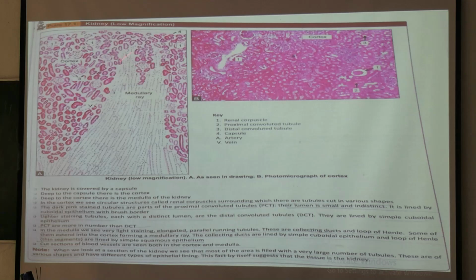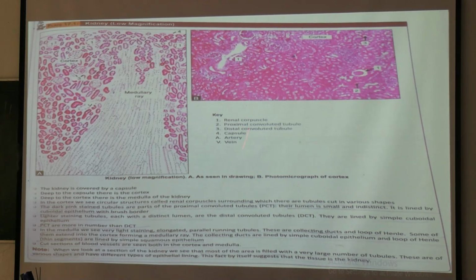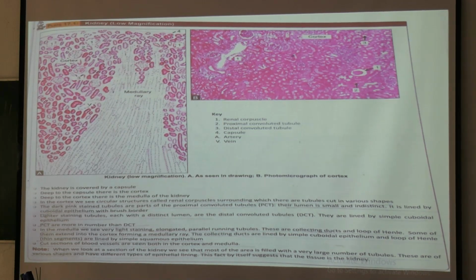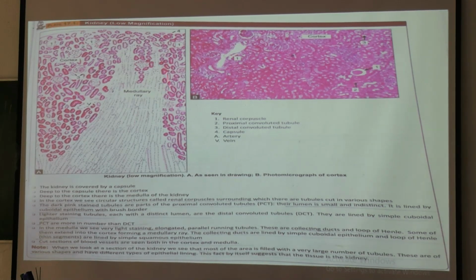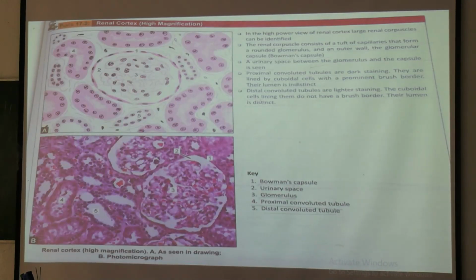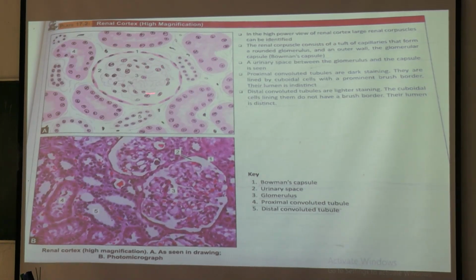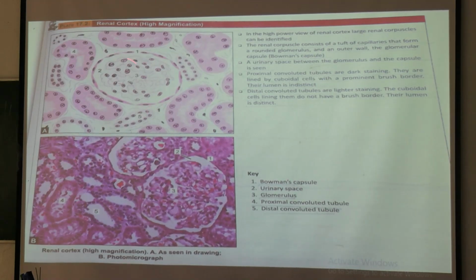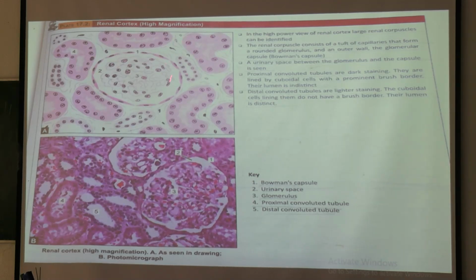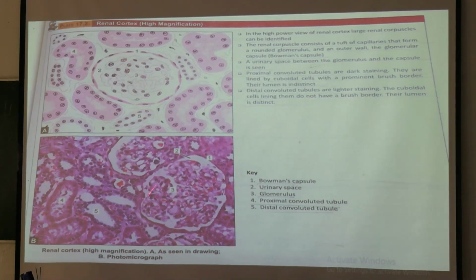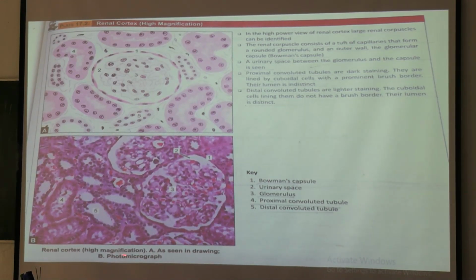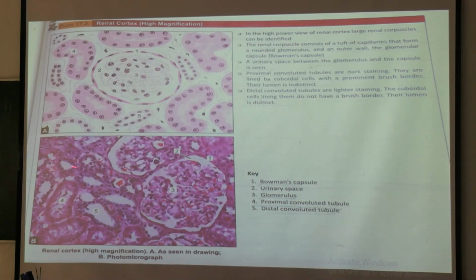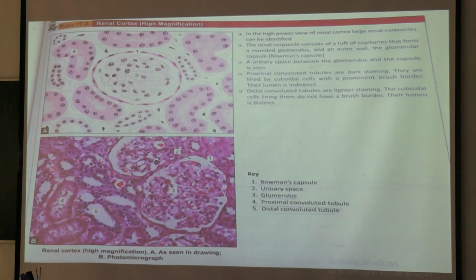The schematic presentation: medullary ray showing sections of collecting ducts and loop of Henle. Here PCT, DCT sections and glomerulus in the cortex. This is the enlarged view. Mesangium, glomerular capillary, Bowman's capsule, Bowman's space, sections of PCT, sections of DCT. Okay, the glomerulus, Bowman's space or urinary space. Here sections of PCT and DCT you can see. This is PCT, here is the DCT.